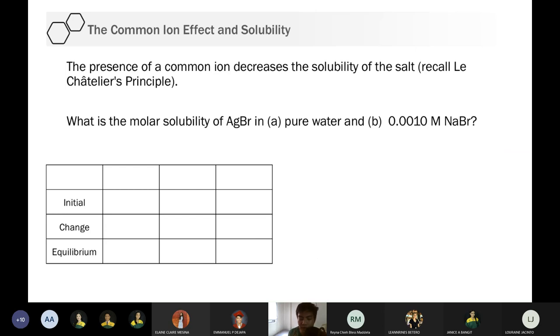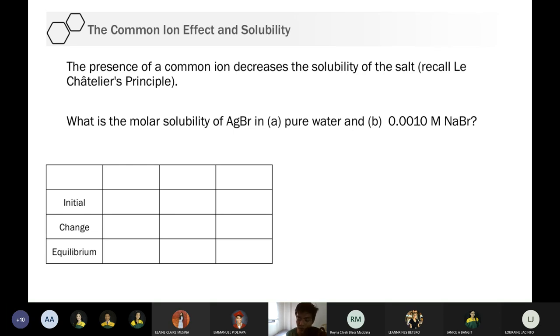Okay. And for the last part of our discussion today, let's talk about the common ion effect and solubility, no? So, na-discuss na to slightly sa lecture, no? So, sabi doon, common ion effect is one of the application of Le Chatelier principle, no? So, it states that if you have common ions in your equilibrium expression, then the reaction will be shifted to the left, no? In case for precipitates, no? So, that means, kunwari, may common ion ka na nilagay with your precipitate, then ang result ay magiging less soluble siya.